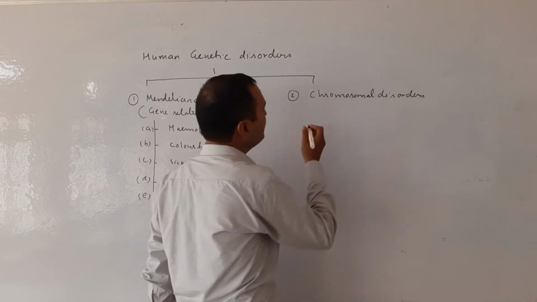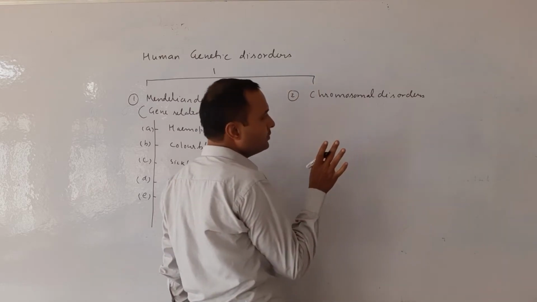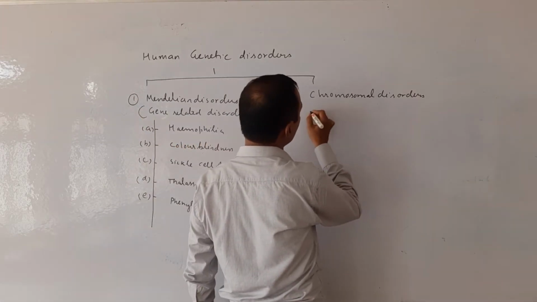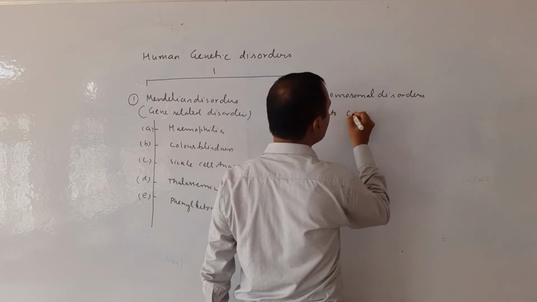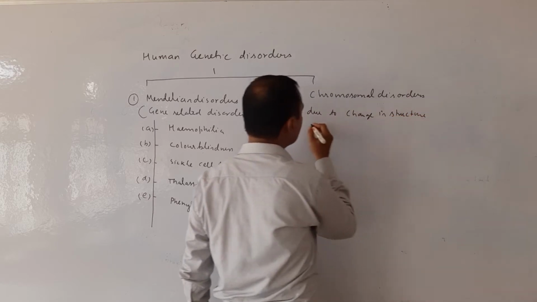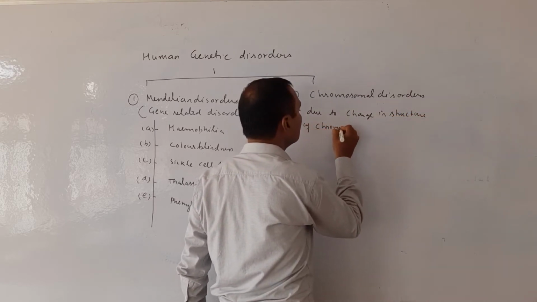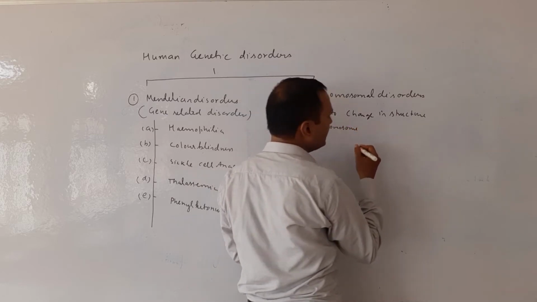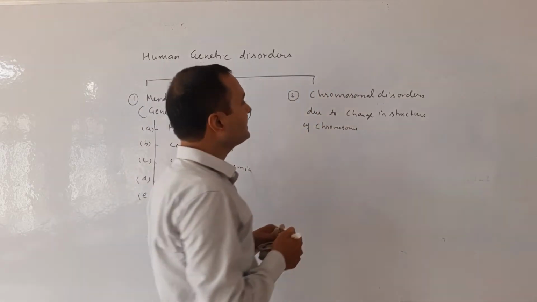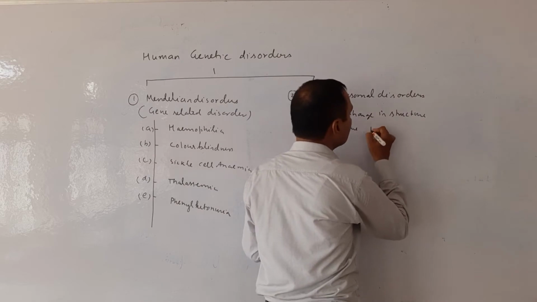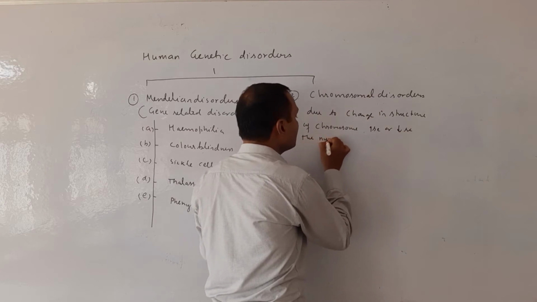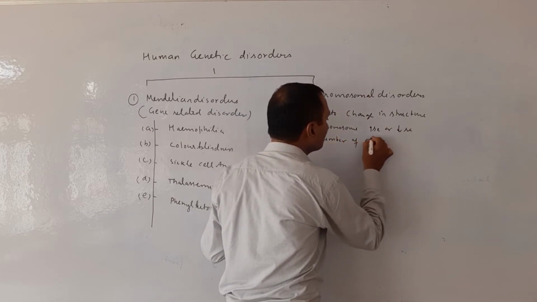Chromosomal disorder is caused due to change in the structure of chromosome, or increase or decrease in the number of chromosomes. There are two causes of chromosomal disorders. First one is the change in structure of chromosome, and second one is increase or decrease in the number of chromosomes.